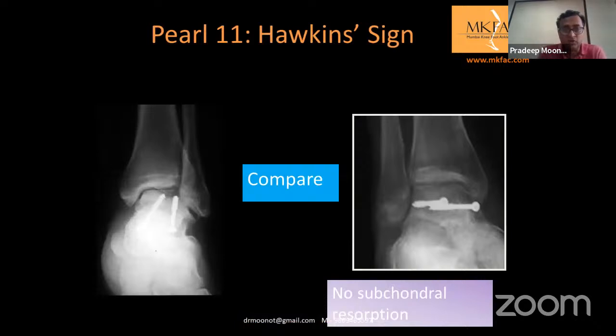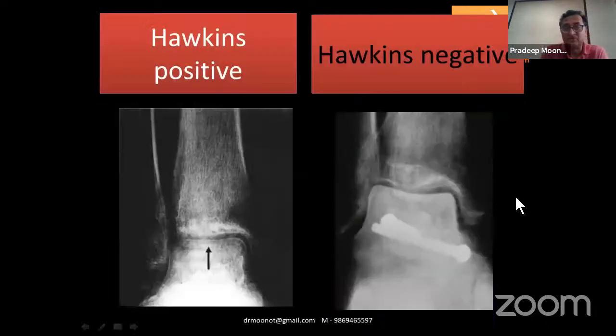Hawkins sign is a good sign. Always make sure you radiograph your patients every 6 weeks or 12 weeks. If you see a subchondral resorption, then that means the vascularity is there. So that's your Hawkins sign positive. But if it is negative, don't be disheartened. You can wait and watch.